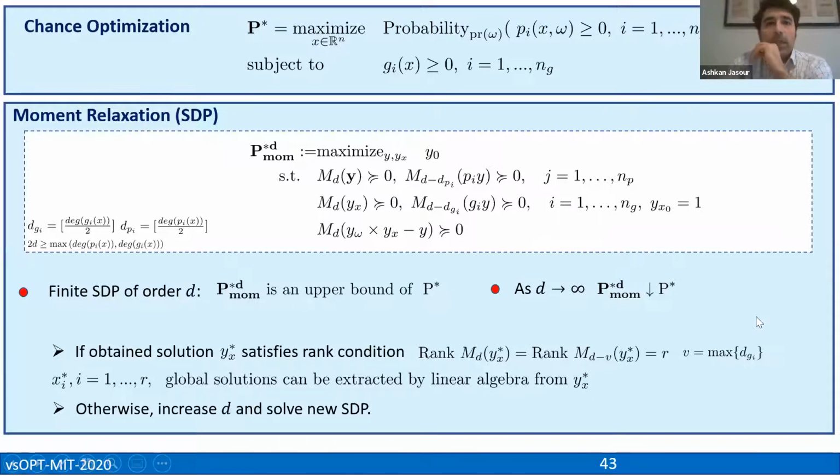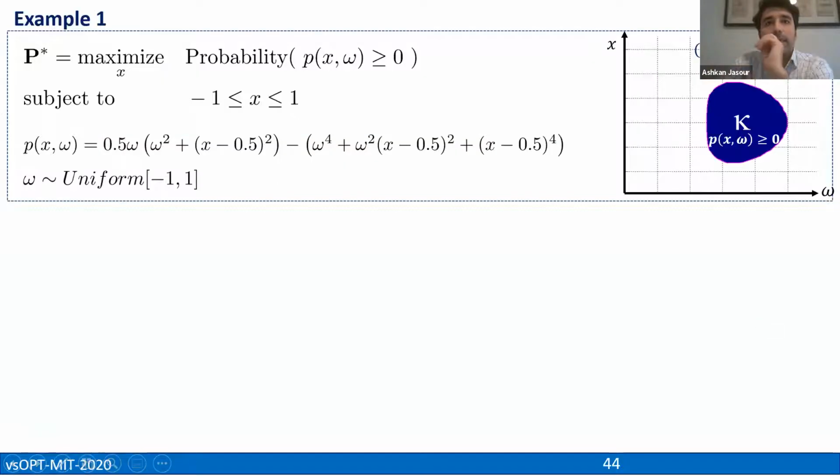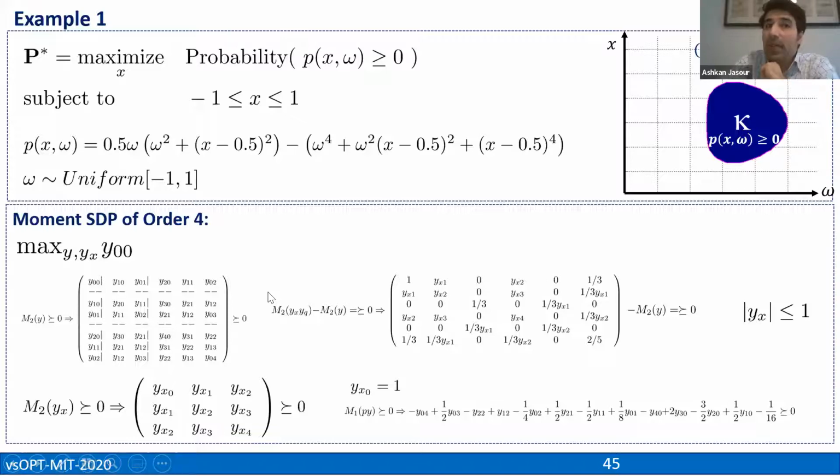Okay, so let's look at this simple example. Here I'm looking for design parameter x to maximize the probability of success described by this polynomial in x and omega. Omega is an uncertain parameter with a uniform probability distribution. This is our success set in the space of x and omega. This is the obtained moment SDP. I'm using moments up to order 4 to construct the moment and localizing matrices.